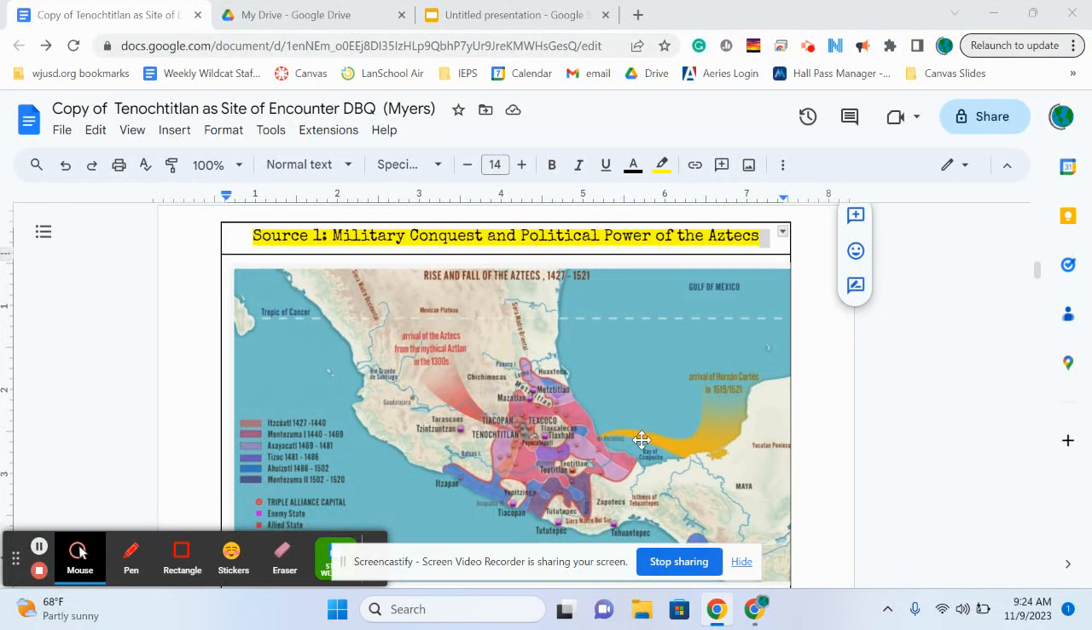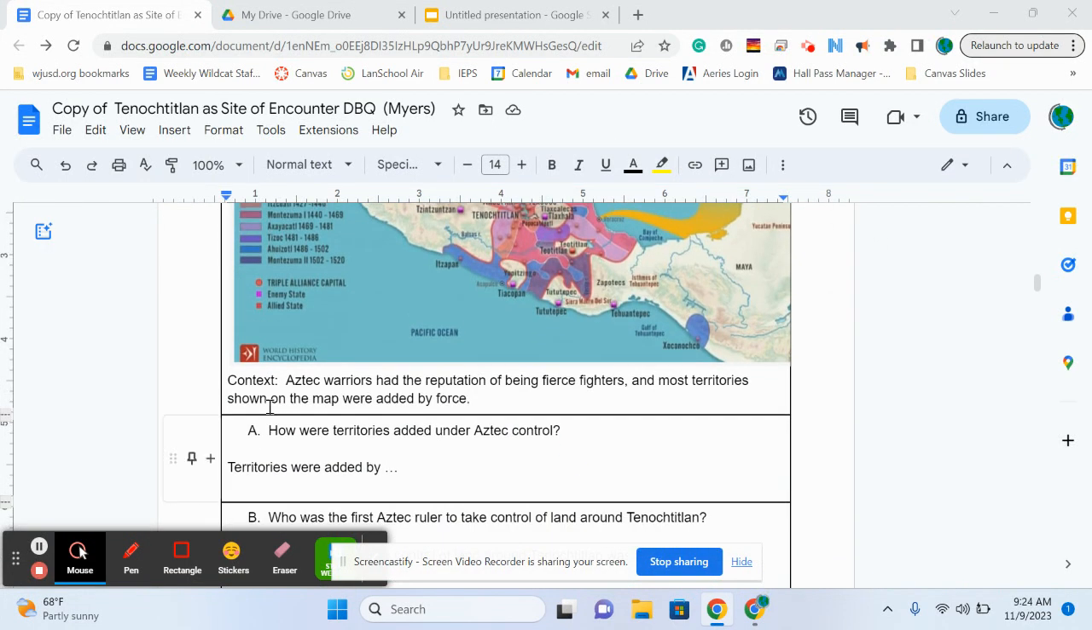So this is our map that we're looking at. And our map is the rise and fall of the Aztecs, 1427 to 1521. And we've got our map, but we also have this context that's going to help us understand a little bit about what's happening in the map. So we're going to start here.